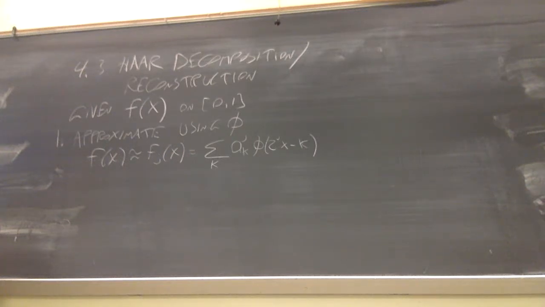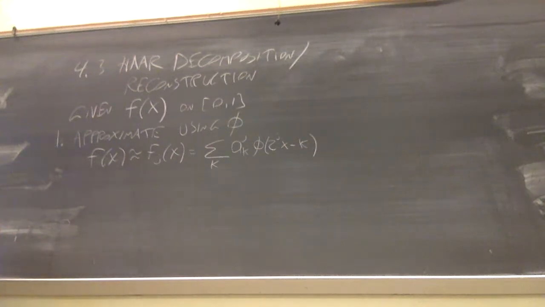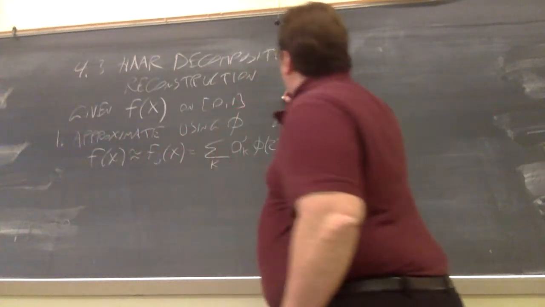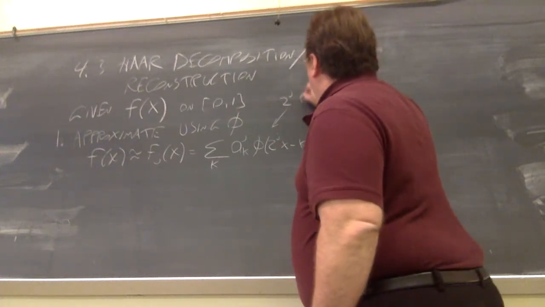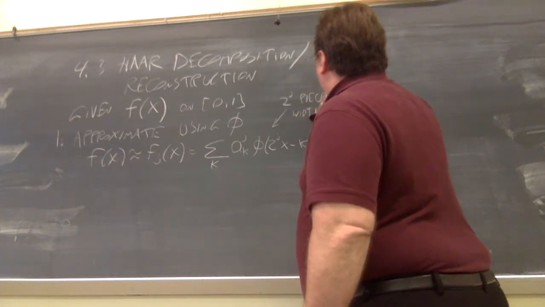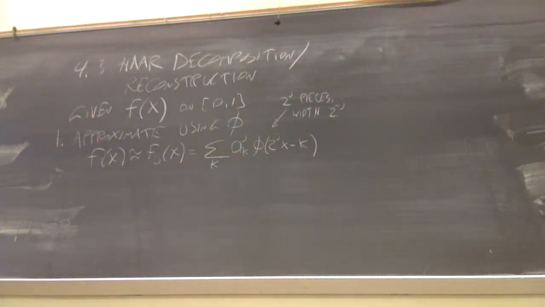So for instance, if j is equal to 0, then we're just going to have one term that corresponds to, we're basically approximating f solely by a constant function on [0, 1]. There's only one piece. If j equals 1, we have two pieces and so forth. So in other words, we're going to have 2 to the j total pieces with equal spacing. That would be 2 to the minus j, since we're working on [0, 1].